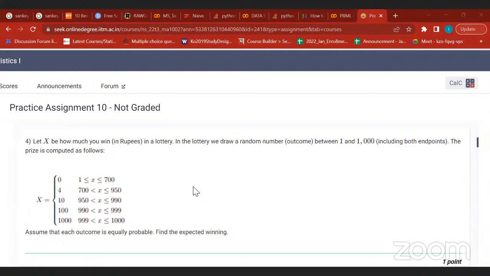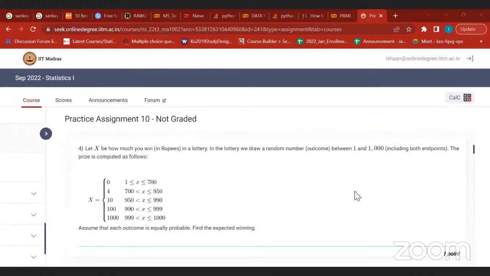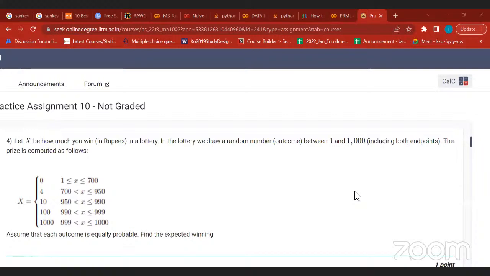Including both endpoints means all possible numbers on the ticket are 1 to 1000. When we write between 1 and 1000, there is a lot of confusion whether we need to include 1 or 1000 or not. That's why we specified that you need to include both of them. So the total possibilities are 1000, 1000 C1, because you have only one ticket.